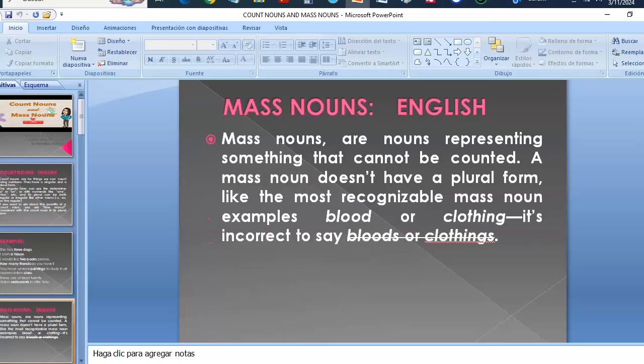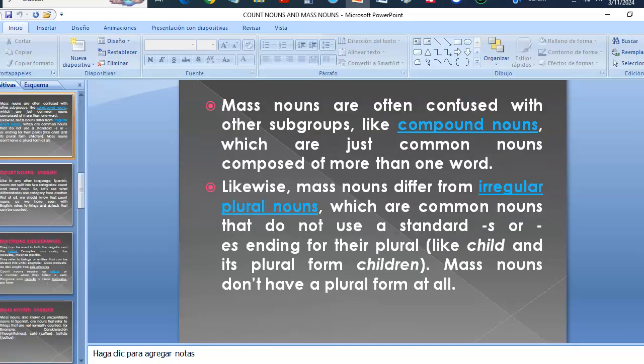Moving to mass nouns, you should know that mass nouns are different from countable nouns in the sense that they do not have a plural form and they're used to talk about things that cannot be counted. So, if you try to say something like clothings, it will be incorrect. The right way to say it is clothing, because these nouns are known for not having a plural form. Because of this, they are normally confused with things such as compound nouns and irregular plural nouns, but you will find out that these ones are different.